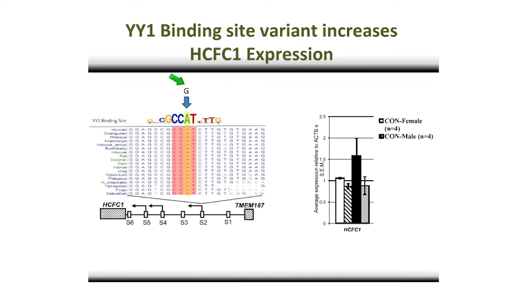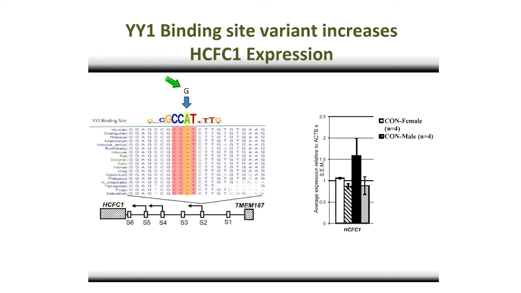So this simple G to A change actually changed the cognate sequence of a binding site of the YY1 transcription factor. And when we had a look in patient cell lines, indeed what we saw was that the expression of this gene HCFC1 was upregulated in the affected individual's cell lines. We went on to show that YY1 indeed did bind this site.